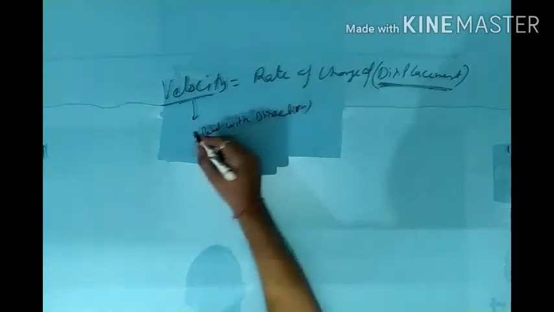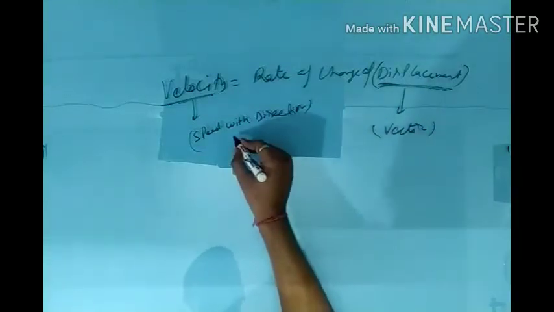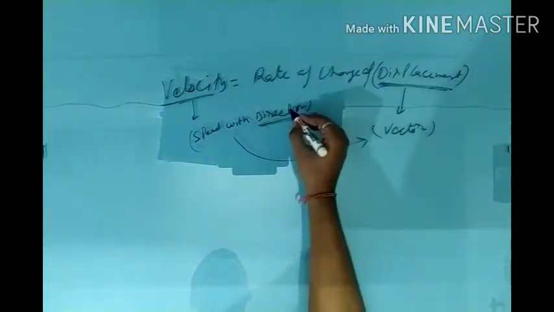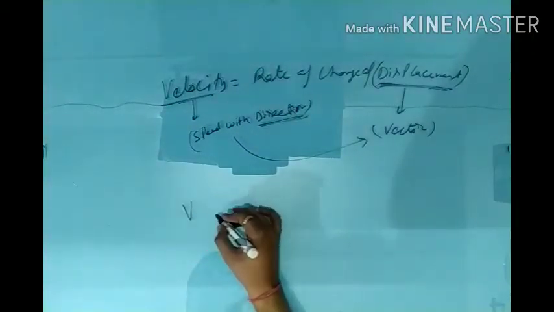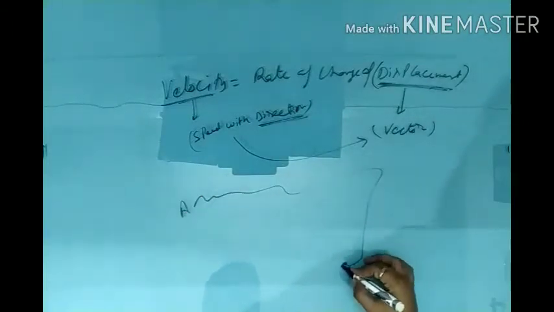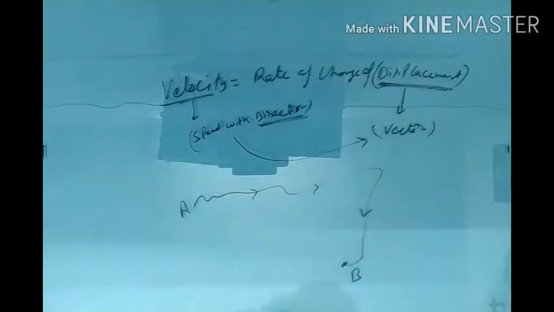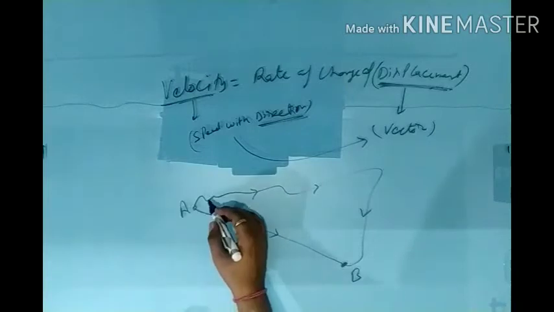because displacement is a vector quantity, so velocity is also a vector quantity. So we can say that it is speed with direction. Okay, now in this case, again, suppose a body is moving from point A to B. Now this is the actual path, but we have to find velocity. Then we can say that from A to B it is a straight line. This straight line is a displacement.